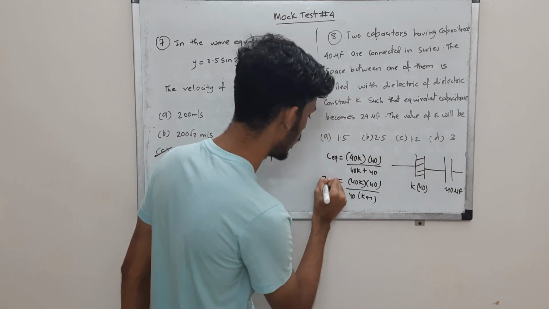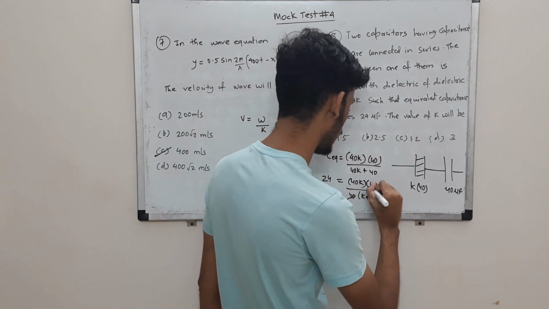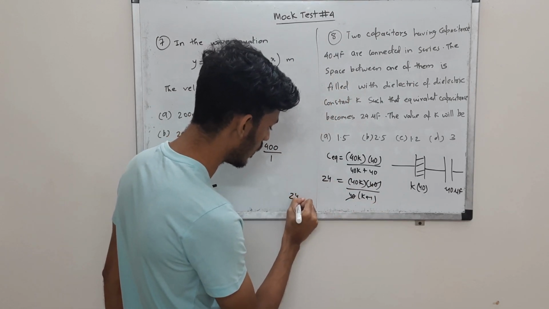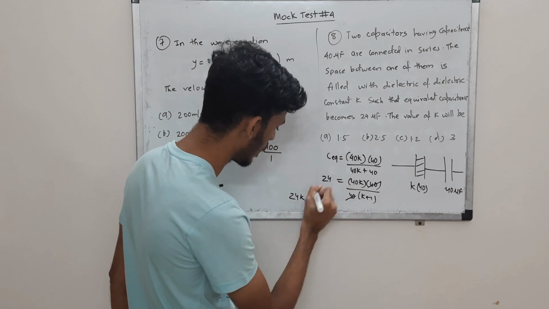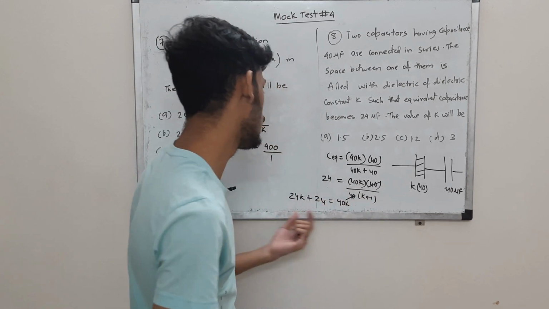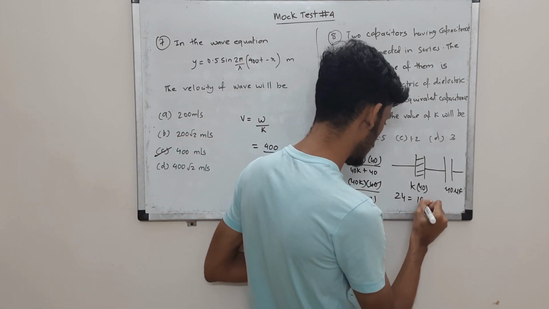Okay, and this equivalent is given to us as 24. Okay, and everything is in microfarads. Okay, so this will cancel. So this goes to the other side. So 24k plus 24. Okay, just multiply that, and here we'll have 40k. Okay, so 40k minus 24k, I think that's 16. So 24 is equal to 16k.